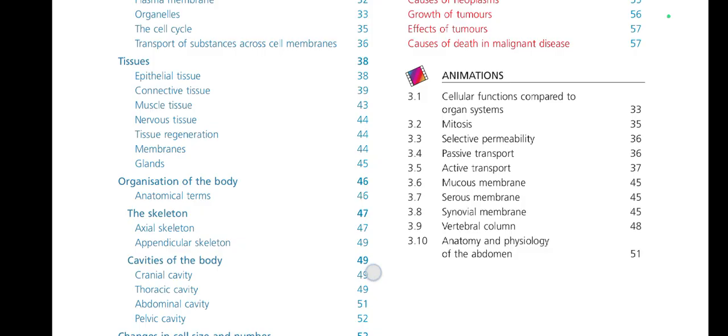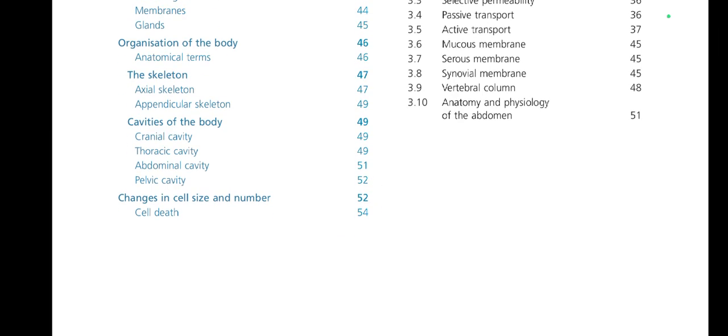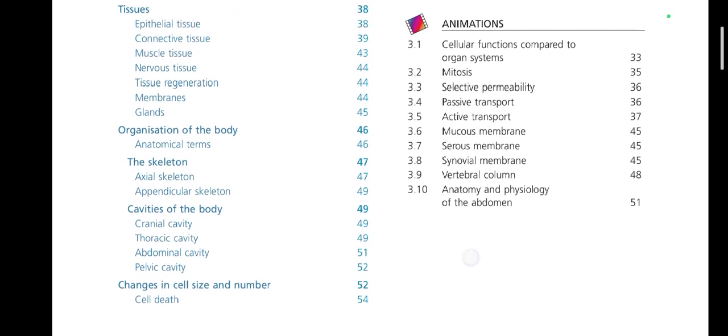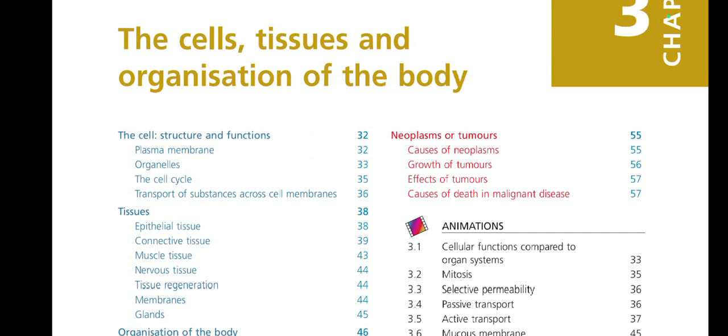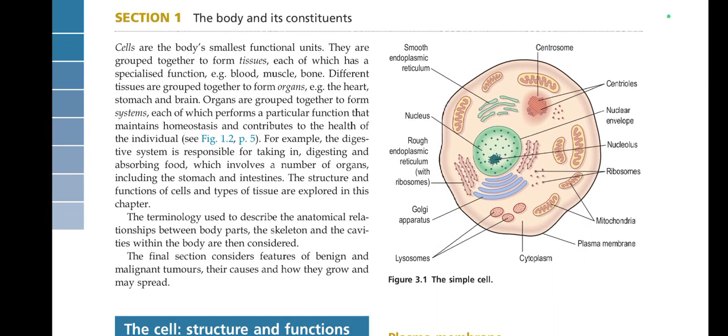also the membranes, glands, organization of the body, its anatomical terms, the skeleton, axial and appendicular, cavities of the body, cranial cavity, thoracic cavity, abdominal cavity, pelvic cavity, changes in the cell size and number, cell death, and also the neoplasms or tumors, causes of neoplasm, growth of tumors, effects of tumors, causes of death in malignant disease.